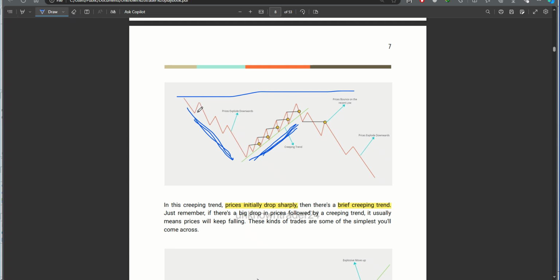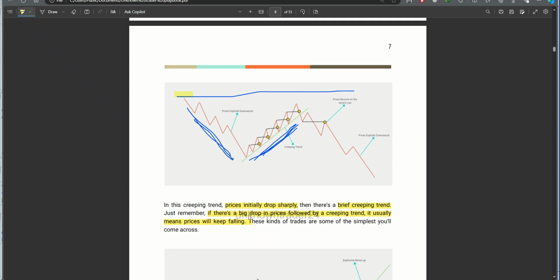That's why you can see this one just exploded, but here there's just a lot of higher highs and stuff. So that's very important. They don't take out this high, and secondly, they take more time on the creeping than they did on the drop. I hope you get that. Just remember, if there's a big drop in price followed by a creeping trend, it usually means prices will keep falling.